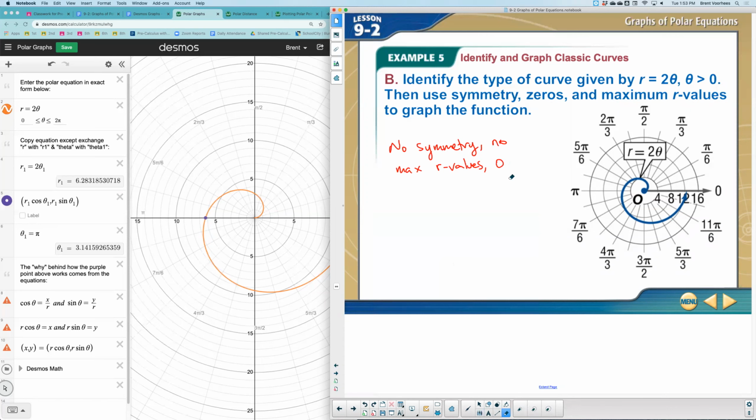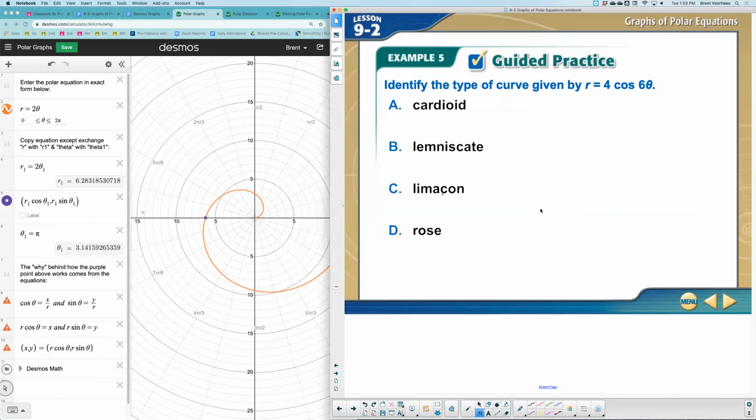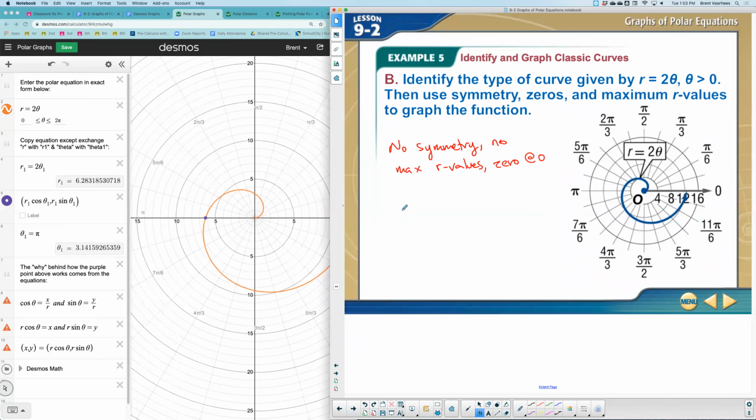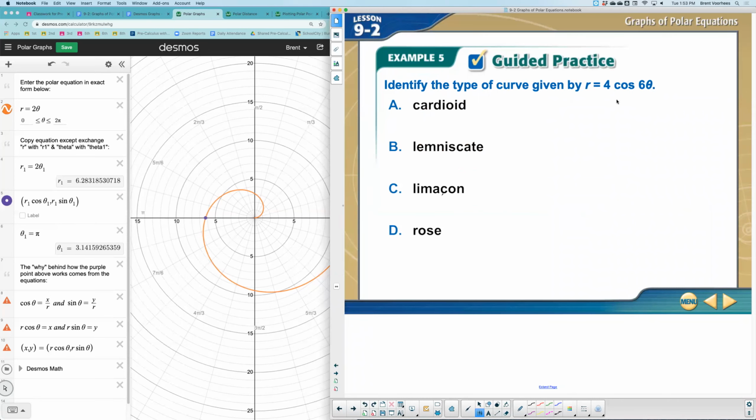Zero. Whoops, let me write the word 0. 0 at 0. The only 0 is right there at the very start. Oh, I don't think I named that one. That one's the spiral. Spiral of Archimedes, which I will refer to frequently as just a spiral. And so now I'll let you graph this one and decide if that's a cardioid, limnoscate, limicon, or a rose.